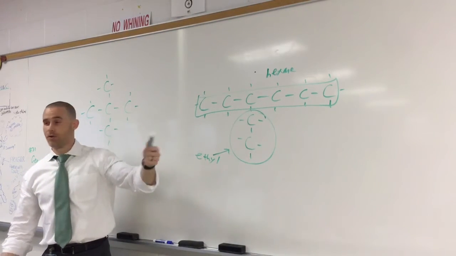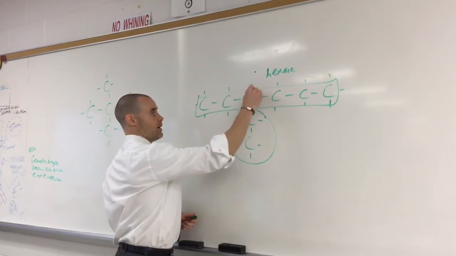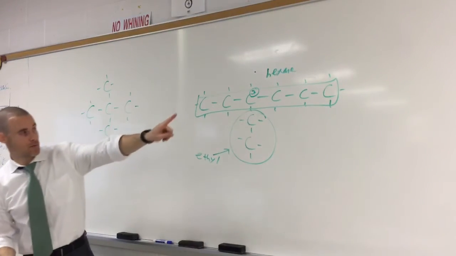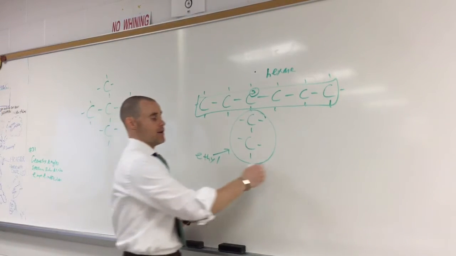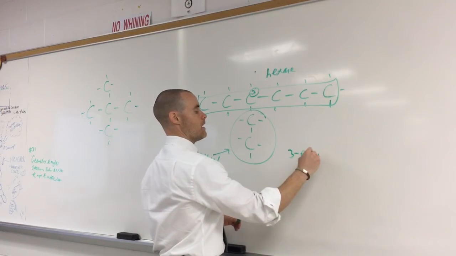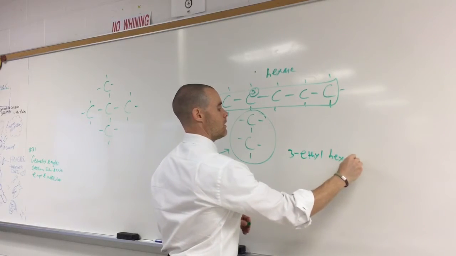3. So 3. Very good. So this is number 3 instead of 4. We're not coming from the right. You can sometimes, but 3 is lower than 4. So the name of this is 3-ethyl hexane.